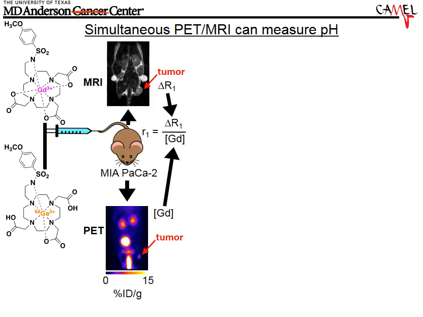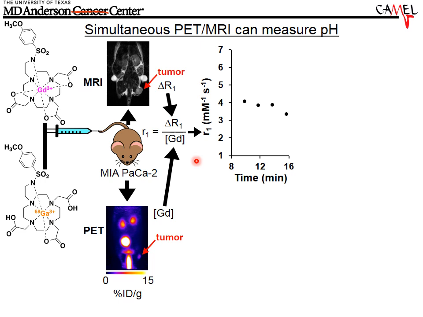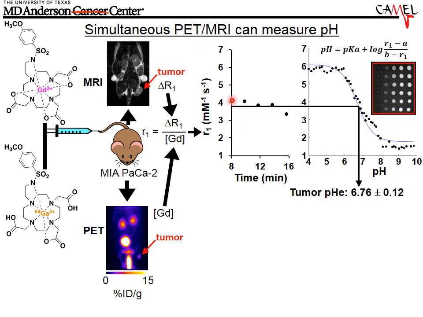We have done that in some preliminary studies with mice. Here's a tumor where we've measured the delta R1 using MRI, and we've also measured the microcuries emanating from the tumor and then converted to gadolinium concentration. We can calculate R1. We did this over a series of 4 time points for this particular mouse, after allowing the agent to accumulate in the tumor, of course. And then by taking the average, we can compare with our calibration curve and read off the pH, the extracellular pH in the tumor microenvironment.